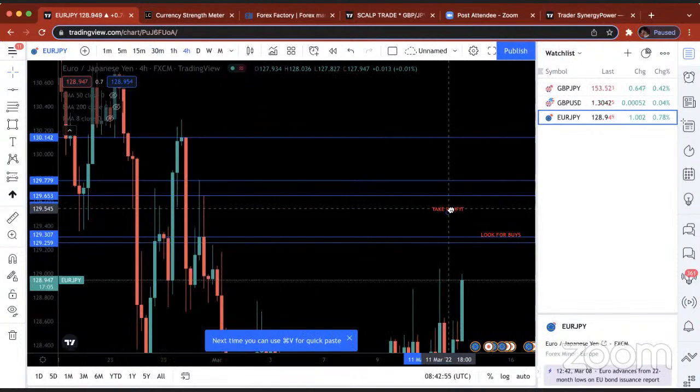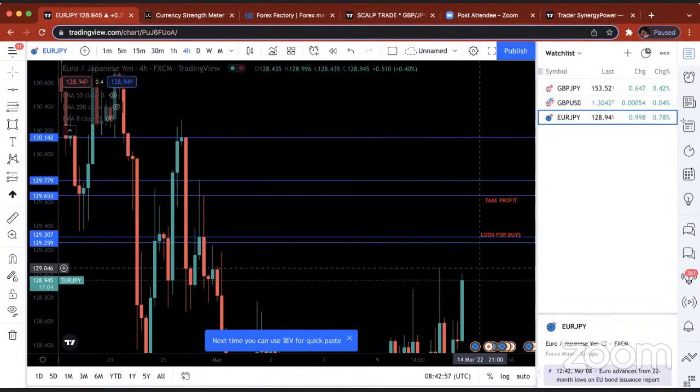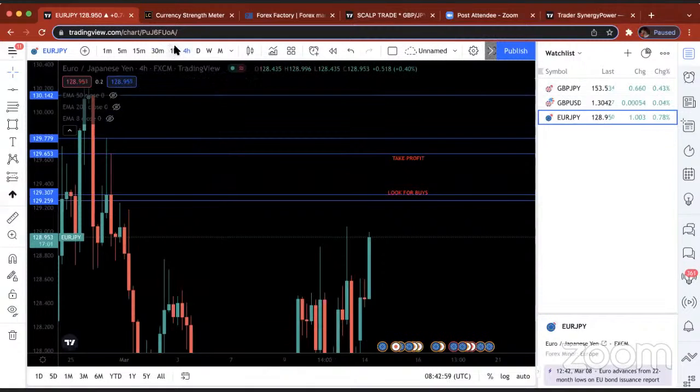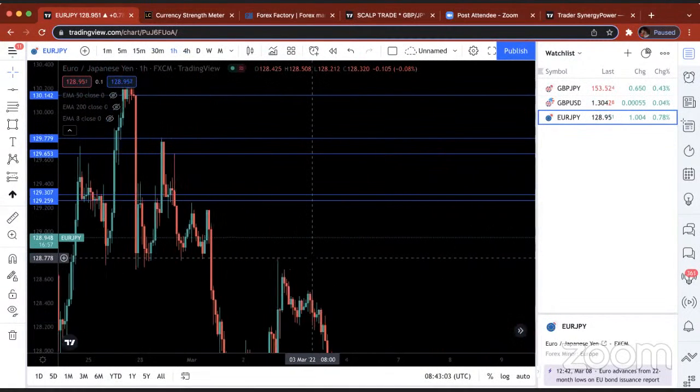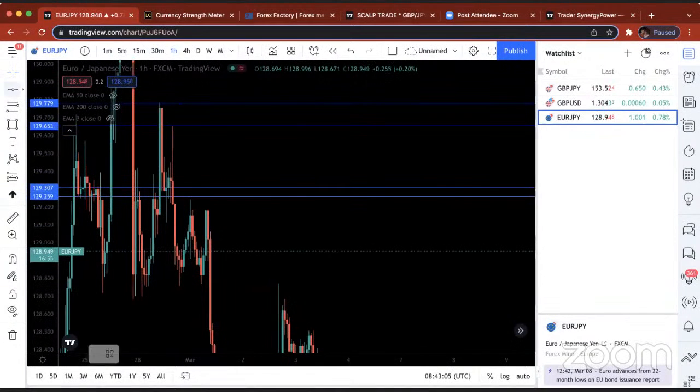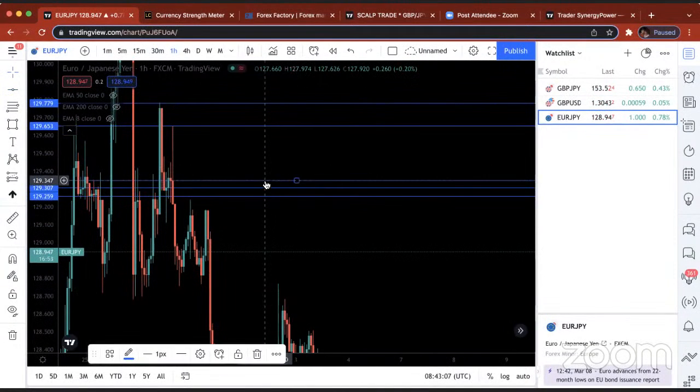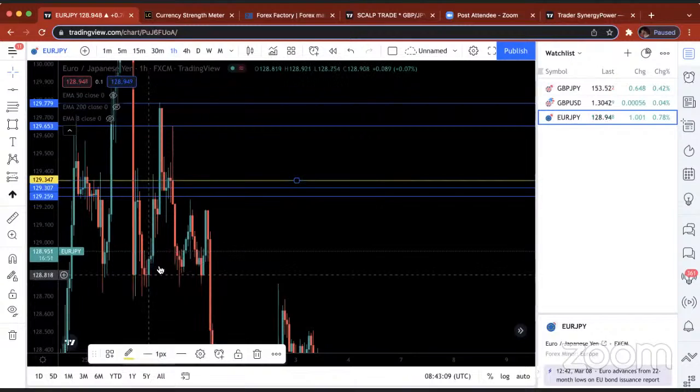Again, I'm not recommending my members to take it. I might not take it. I don't trade this pair like that. I'm just testing my strategy on a different pair. And I might wait for the 1 hour rejection for the entry.